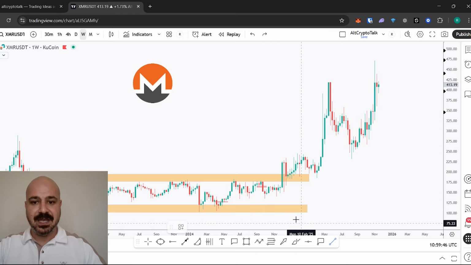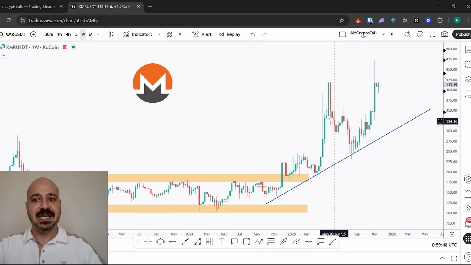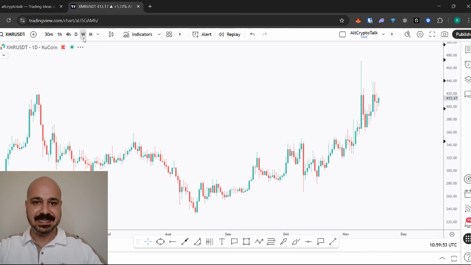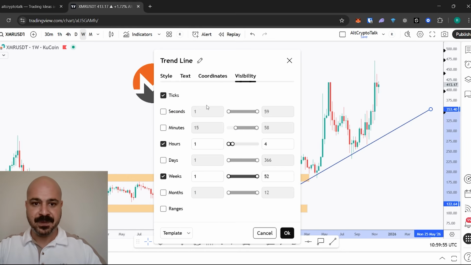For example, we have been overall bullish, let's say like this, and when price retests the lower bound, you can zoom into lower time frames like daily. Let's make it visible on daily first. Perfect.